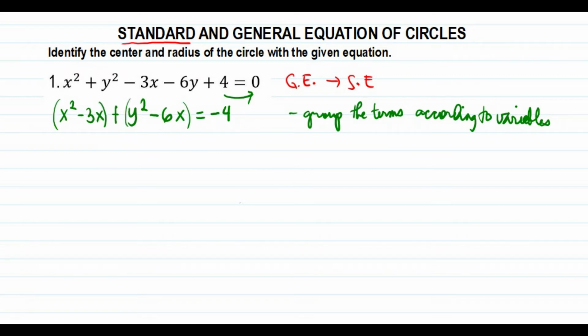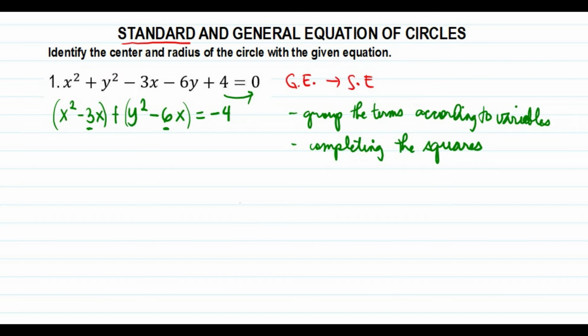Then, we will use the completing the squares. Paano ginagawa yung completing the squares? You will get the numerical coefficient of the middle term, and then you will divide it by 2, and after dividing by 2, squared it. And then, kung anong in-add mo dito sa left side, i-add mo sa right side.